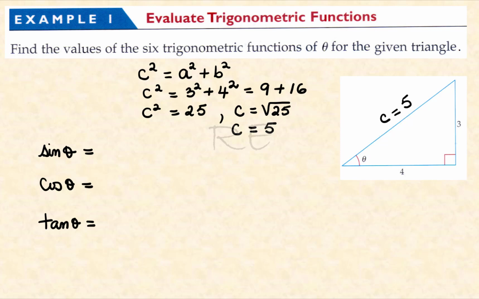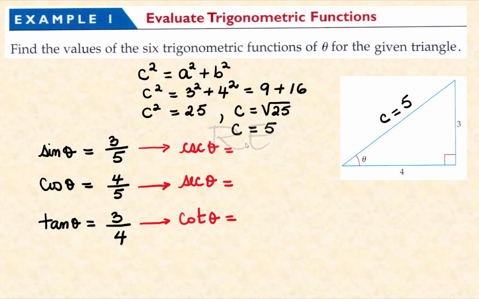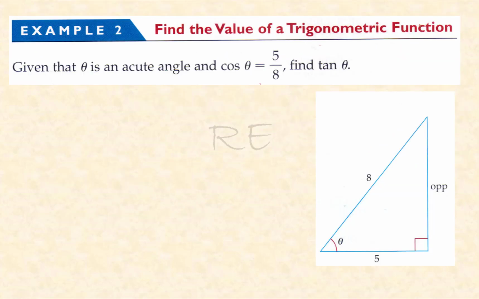Now that we have all 3 sides of the triangle, we can calculate the ratios. Sine is opposite over hypotenuse, 3/5. Cosine is adjacent over hypotenuse, 4/5. And tangent is the side opposite to theta over the adjacent, so it's 3/4. Cosecant is the reciprocal of sine, so 5/3. Secant, the reciprocal of cosine, 5/4. And cotangent, the reciprocal of tangent, 4/3.